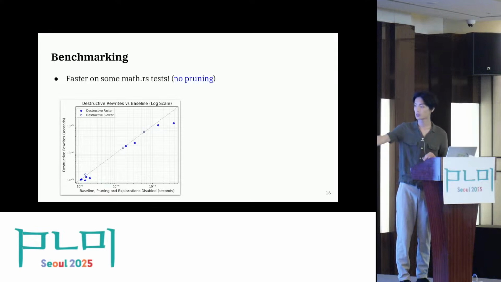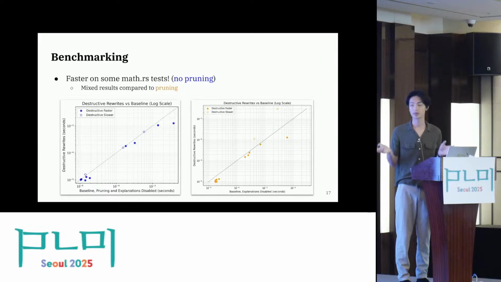And you'll see that with the destructive rewrites, it does end up being much faster for a few of the tests, and up to a couple orders of magnitude faster for one of them. And then just for fun, I also compared this with pruning, but still with explanations disabled, just to give it a fair shot. And you end up with some mixed results.